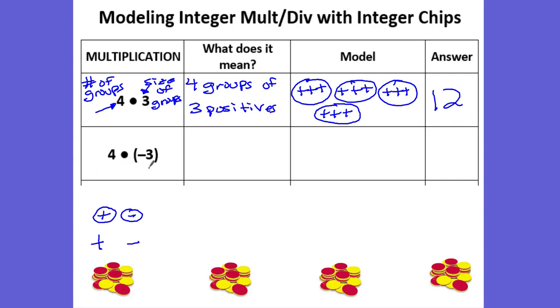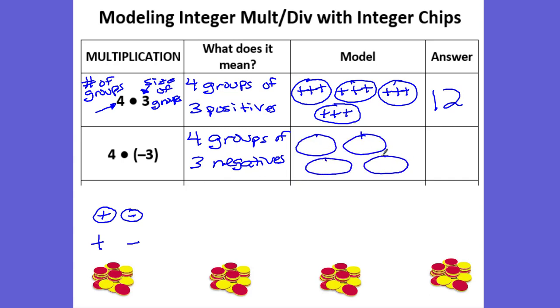4 times negative 3. Okay, so let's write down what this means. This means we need 4 groups because the first number represents the number of groups. We want 4 groups of, and the second number represents how much goes into each group. We want 3, but this time it's going to be negatives. 4 groups of 3 negatives. So let's draw our model. I'm going to draw 4 groups, and each group gets 3 negatives. Then you just count up all of your negatives: 3, 6, 9, 12. There are 12 negatives. So 4 times negative 3 equals negative 12.